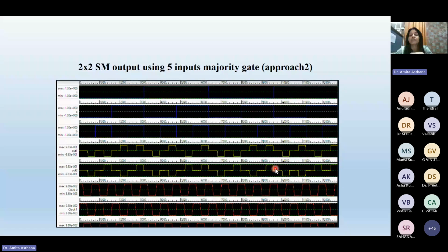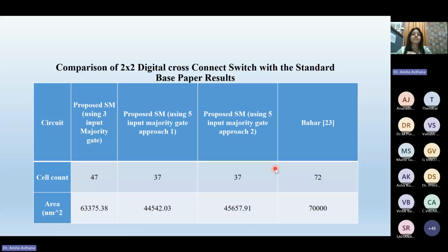It's a difference that here the number of cells can be reduced, as we can see from this particular table. So here all three designs have been compared. The 5-input majority gate approach 1, 5-input majority gate approach 2, and 3-input majority gate use this 2x2 switch matrix. That means we have discussed the 2x2 switch, the digital cross connect switch using the 3-input majority gate, the 5-input majority gate approach 1, and 5-input majority gate approach 2.